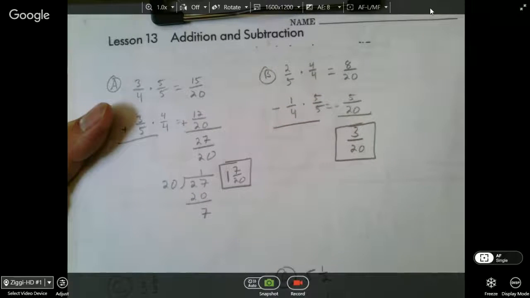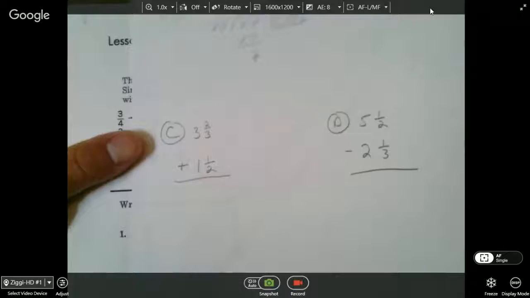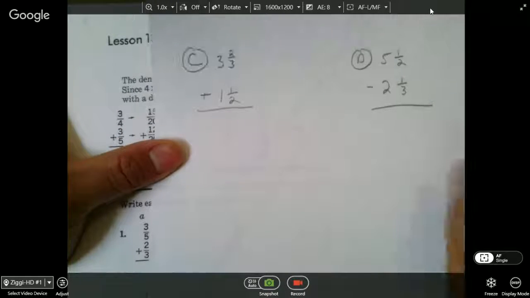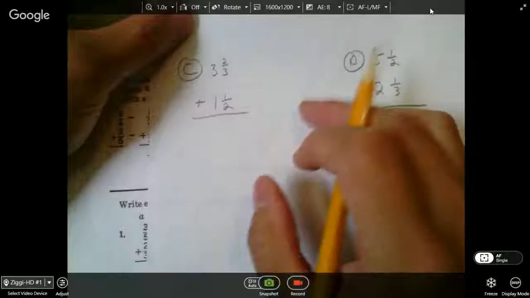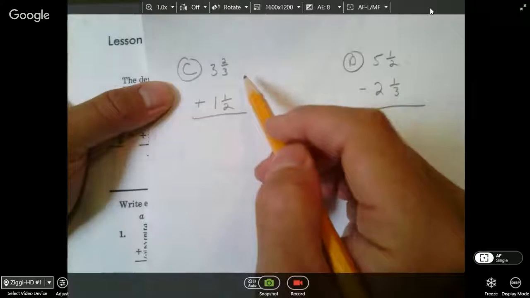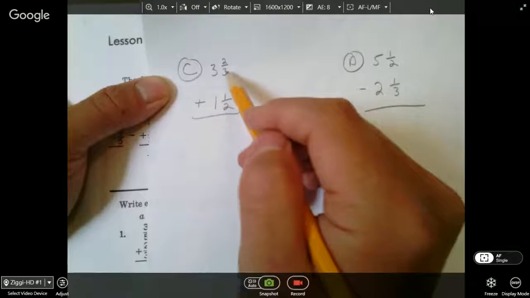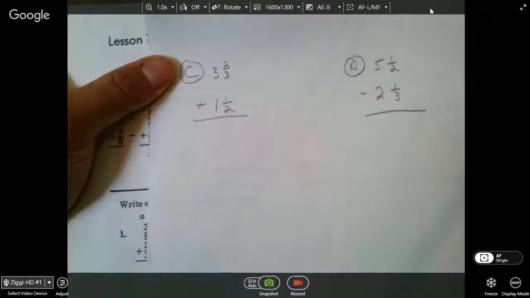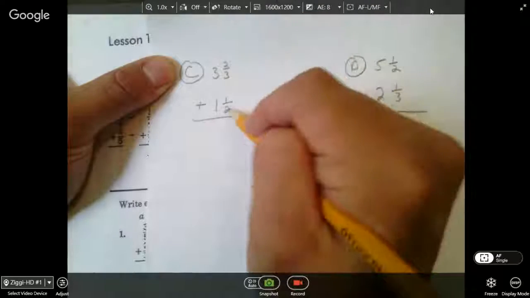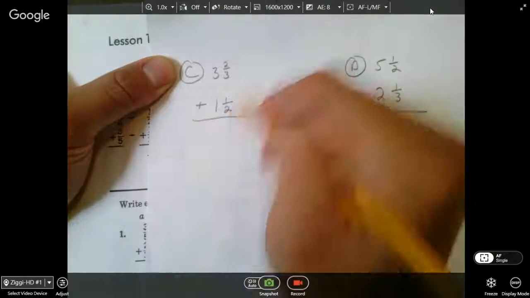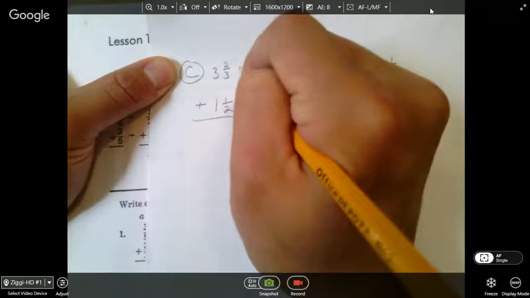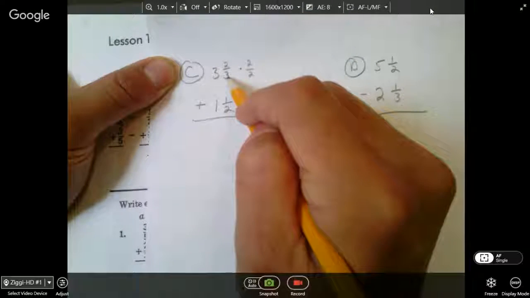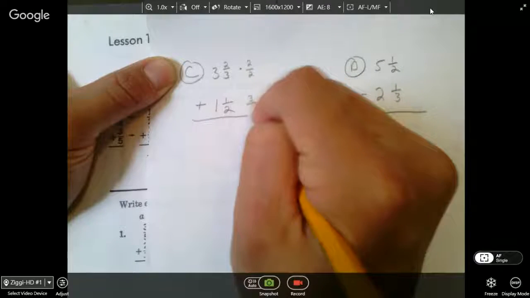The other ones that you'll have to add and subtract are ones that have mixed numbers in them. Okay, so let's take a look at C. Okay, so example C. Here, again, they don't have a common denominator. So what I'm going to do is I'm going to multiply the top by 2/2, right? The bottom denominator is 2. So I'm going to multiply. I'm going to ignore the 3 for right now. I'll multiply by 2/2. Top denominator is 3, so I'm going to multiply by 3/3.